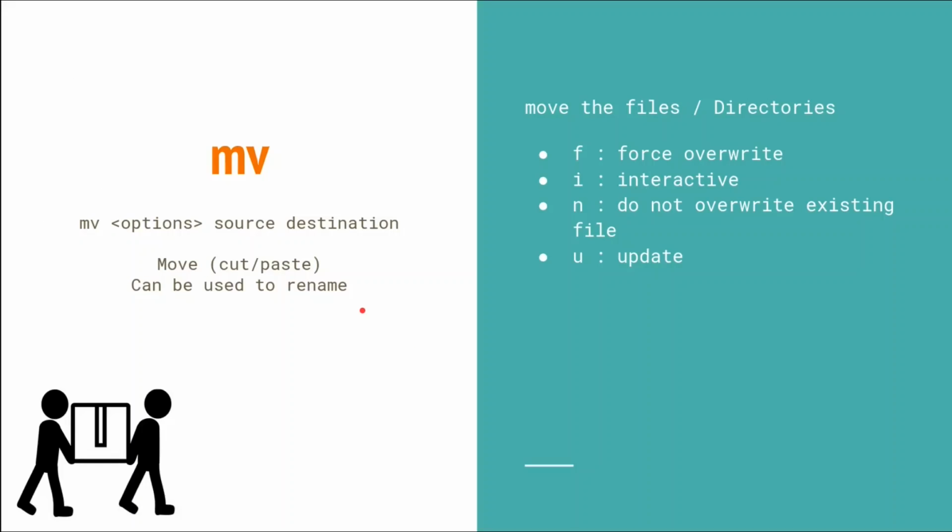In this lecture, we will see the options of the move or mv command, which is used to cut and paste, or you can say move, a file from the source to the destination. It can also be used to rename a file. And we have the following options: F, which is force override, I is interactive, N, which is do not override, and U is update. So let's check out the move command.